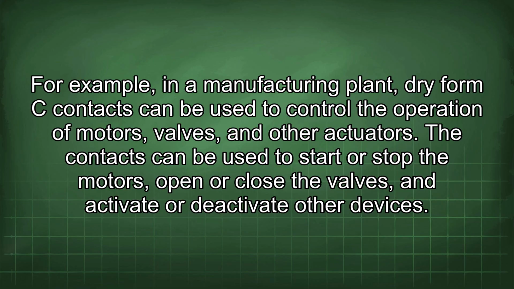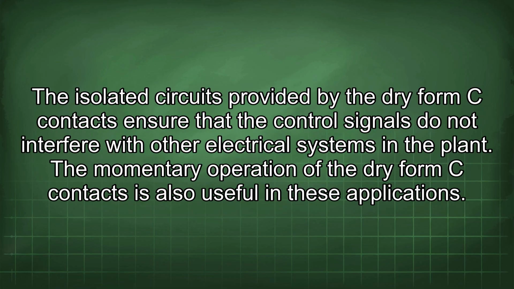The contacts can be used to start or stop the motors, open or close the valves, and activate or deactivate other devices. The isolated circuits provided by the dry form C contacts ensure that the control signals do not interfere with other electrical systems in the plant. The momentary operation of the dry form C contacts is also useful in these applications.